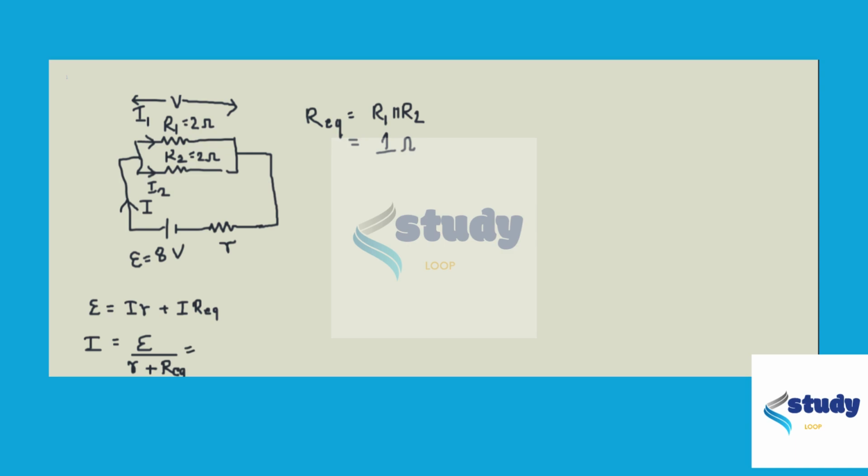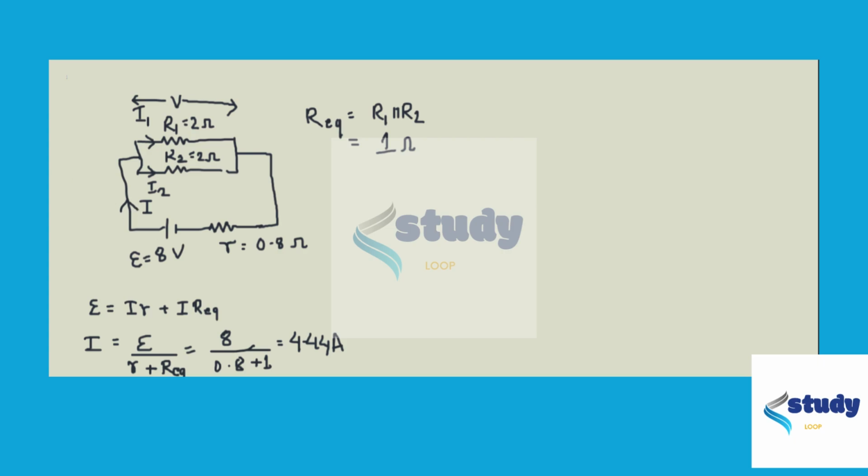Now this equals 8 upon, what is small r here? That is given as 0.8 ohms. So 0.8 plus the equivalent resistance of 1 gives 1.8. 8 divided by 1.8 gives 4.44 amperes.